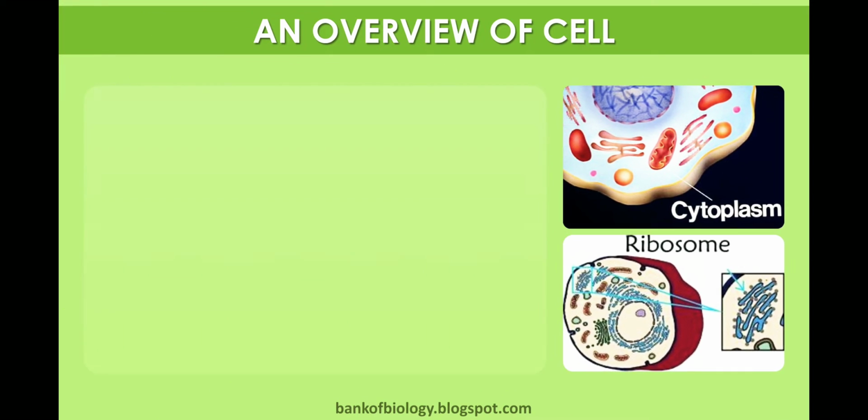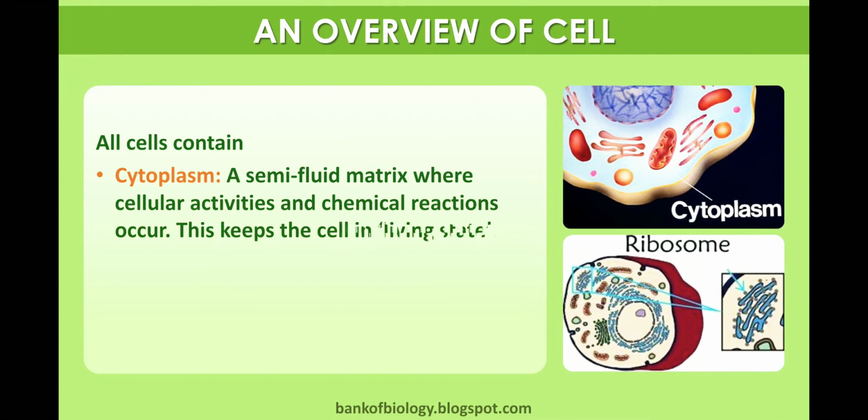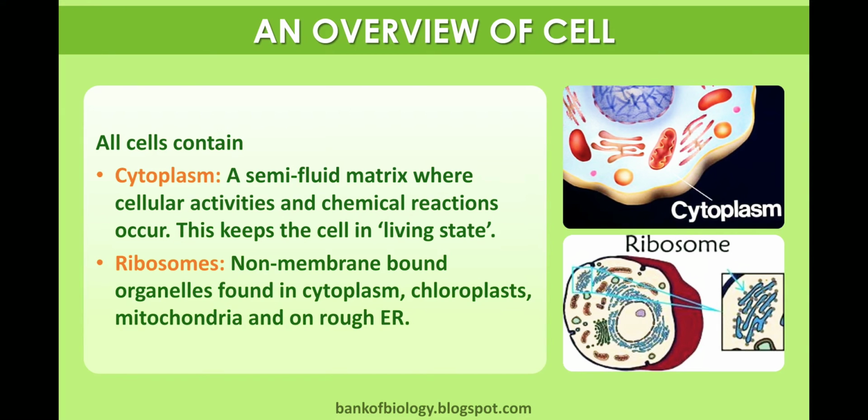In an overview, a cell has a lot of components inside. Every cell contains cytoplasm, ribosomes, Golgi apparatus, etc. So what is cytoplasm? Cytoplasm is a semi-fluid matrix where cellular activities and chemical reactions occur.